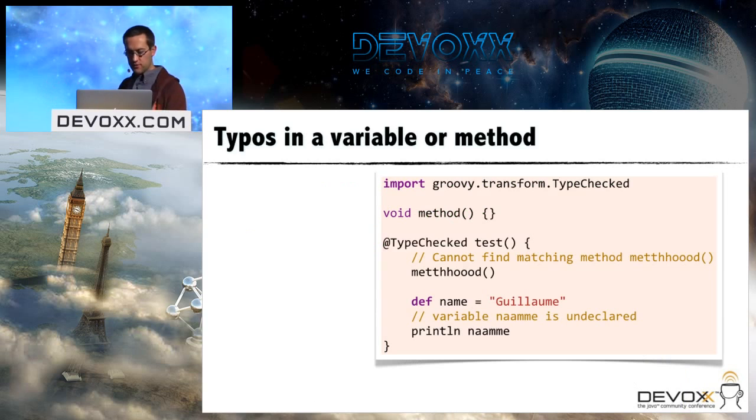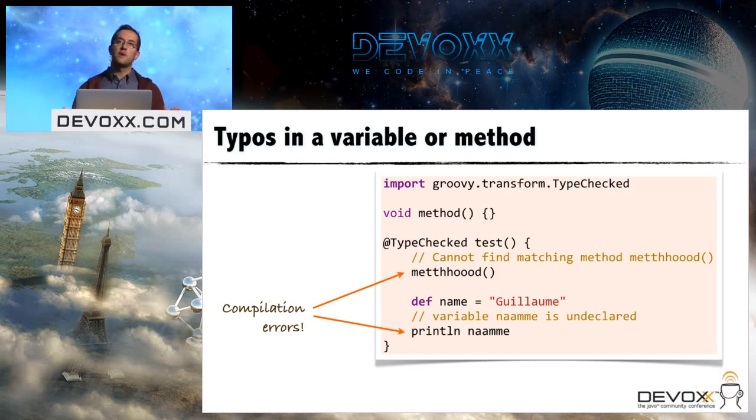And it does a few other things. So let's say here it's a script. I have a script with a method. Inside my test method, I'm going to call a method, but I make some typos. I also have a local variable called name, and again, when I print that name variable, I have some obvious typos. Instead of getting errors at runtime, if you run that script, you're going to get compilation errors, just like you would with the javac compiler.